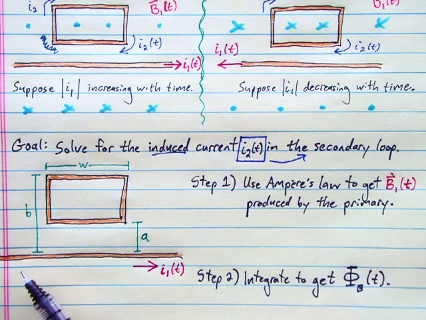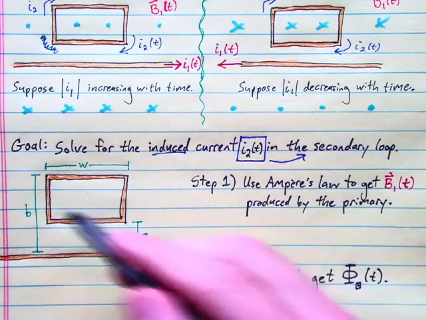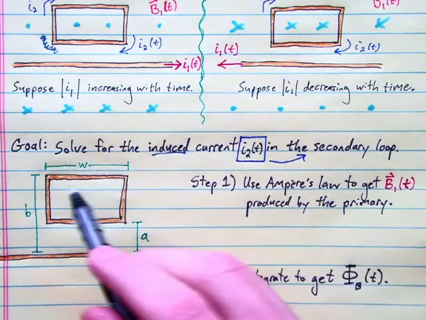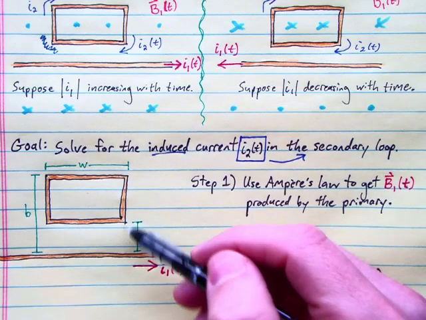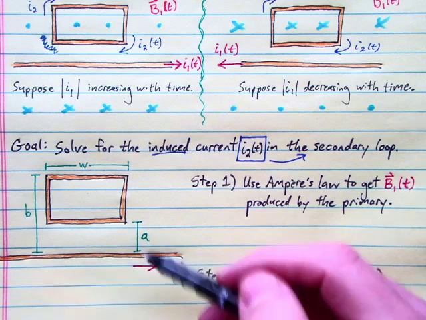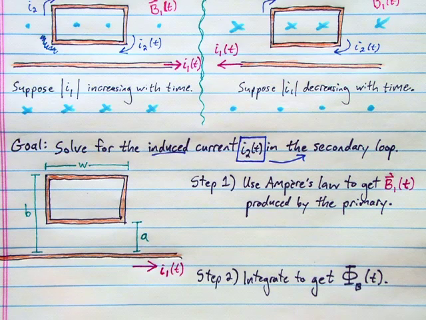Here's our primary wire. We'll have that carrying current I1 to the right. Here's our secondary wire, and I've identified some dimensions here. Width W, and we'll say the near edge of the secondary loop is the distance A away from the primary wire, and the far edge of the secondary loop is the distance B away from the primary wire.